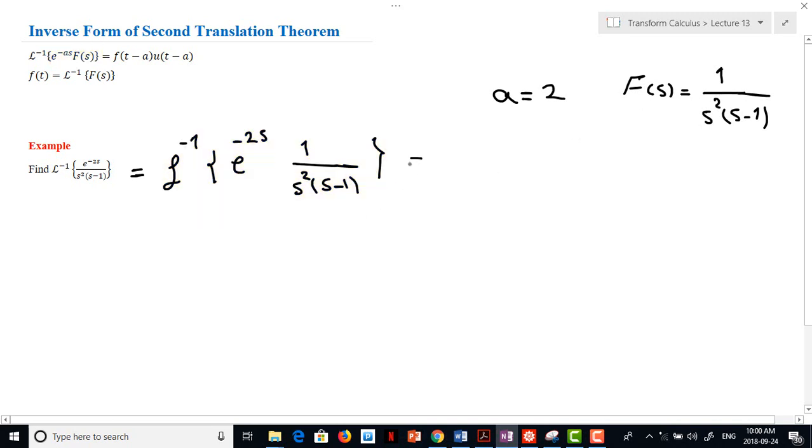In order to solve this problem, the inverse form of the second translation theorem says that it's equal to f(t minus a) times u(t minus a). We know that a is 2, but we have to find f(t minus a). How can we find f(t minus a)? First, we can find f(t). f(t) is the inverse of F(s). As a result, at first I find f(t). f(t) is equal to the Laplace inverse of 1 over s squared times (s minus 1).